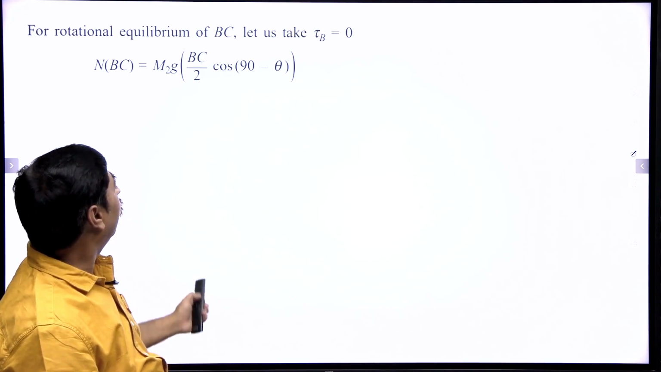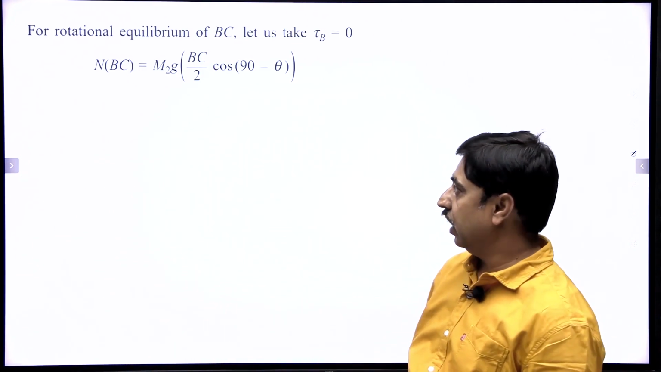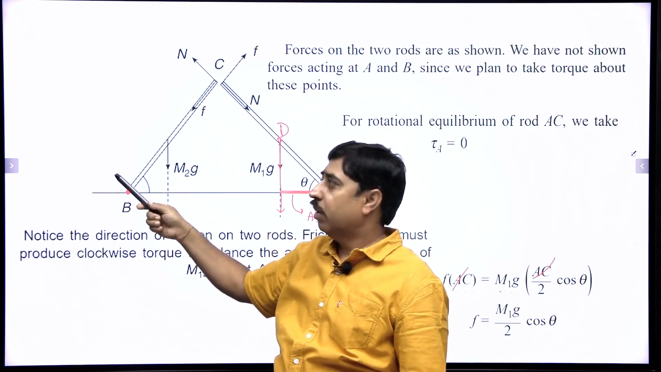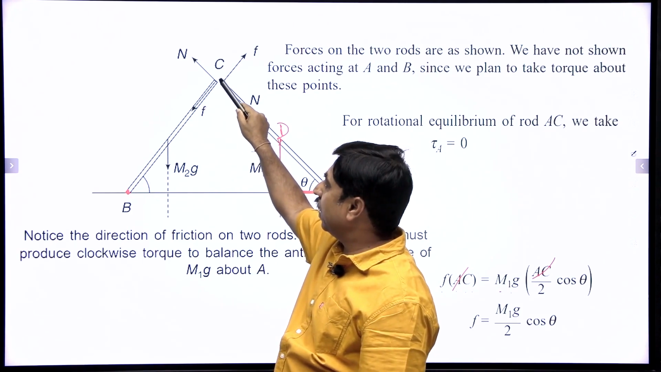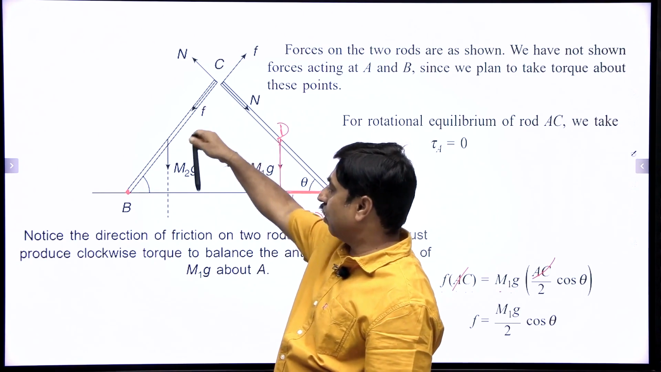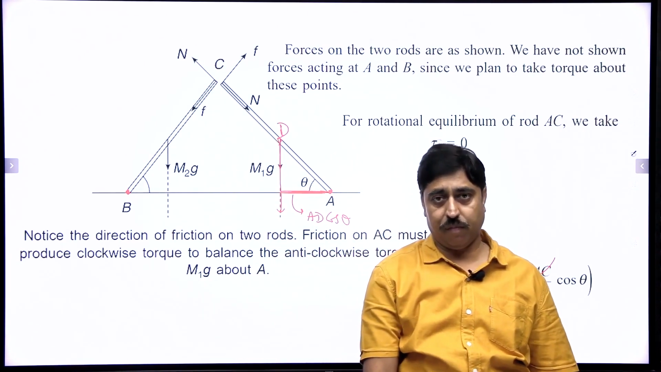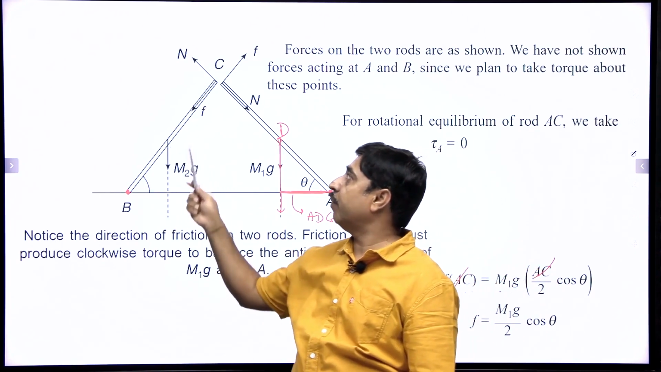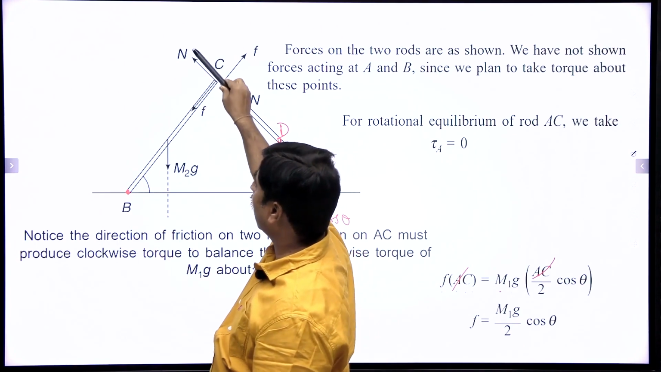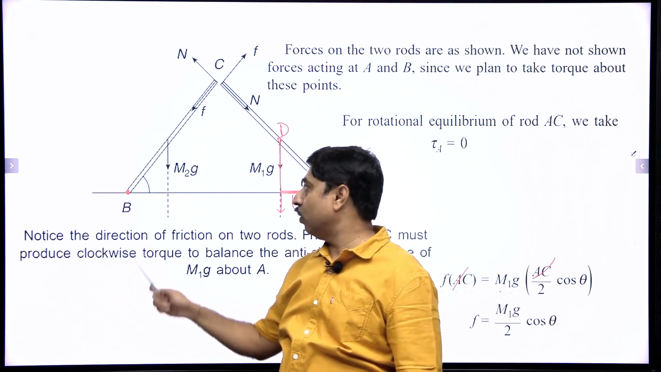Next, for rotational equilibrium of the other rod BC, we will consider the torque to be 0 about this point. This rod is not going to experience any torque due to this friction force, which is passing through point P. It will experience torque due to mg, and then there will be torque due to normal reaction, right? So torque of mg will be equal to torque of normal reaction. This is what you have to write. Now what is torque due to normal reaction? Normal reaction into this length BC. And what is torque due to mg about point B?